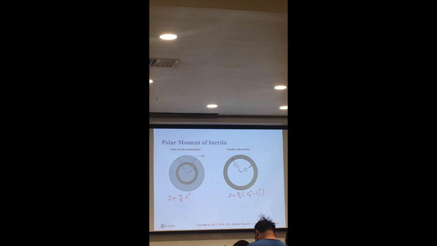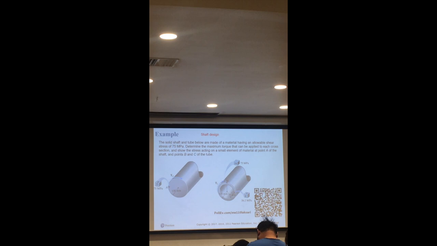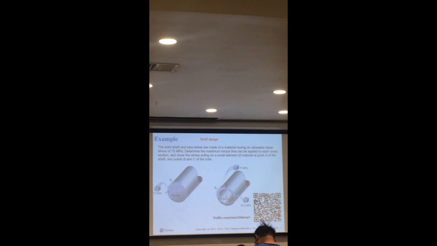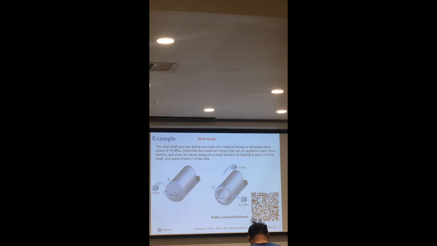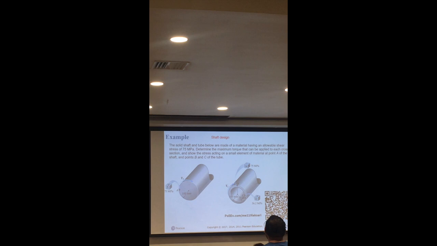This is what we ended last session with. We have two shafts. One is solid and one is a tube. They're made of the same material, and the material has an allowable shear stress of 75 megapascals. What is allowable? Max? What happens if I go over that allowable value? You will fail, right? And we don't want that, obviously. We want to be below that threshold always, otherwise our design is not very helpful.